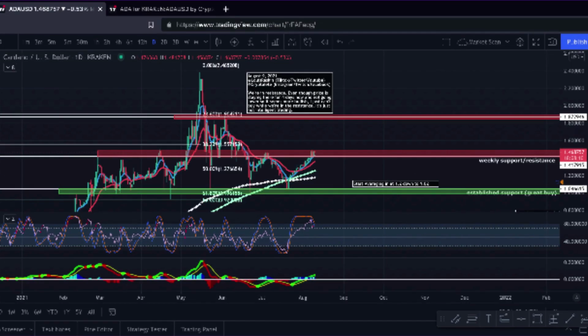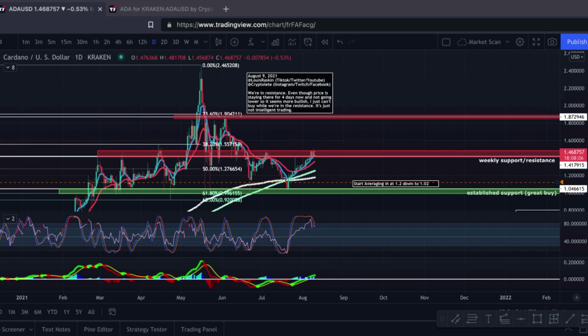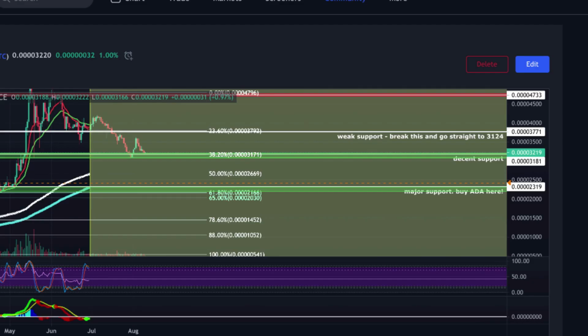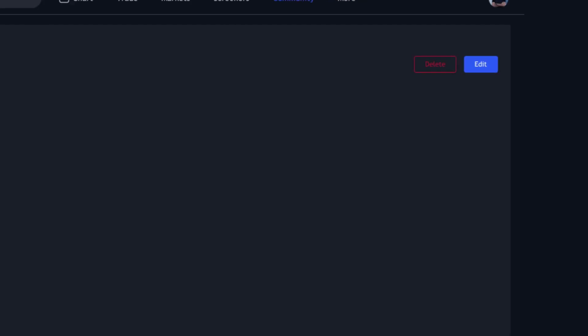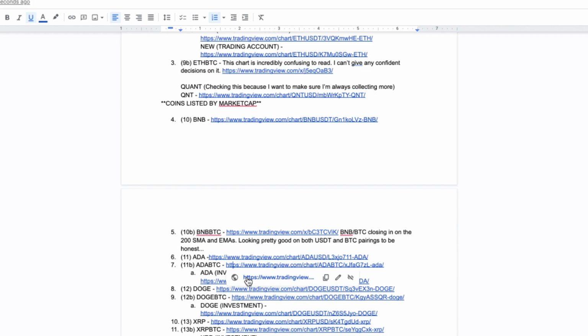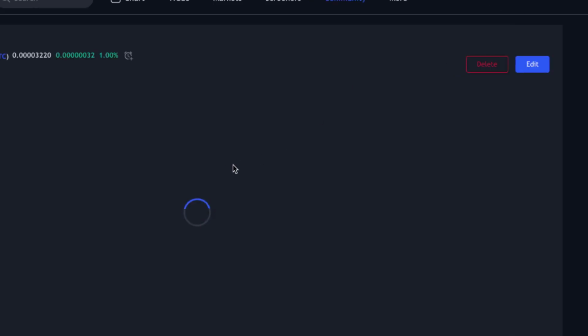Yeah, that's gonna be Cardano for me. Wow, look at this. So this was my trade for Cardano that I put on. You can see Cardano versus Bitcoin right here. And this was on June 28th.